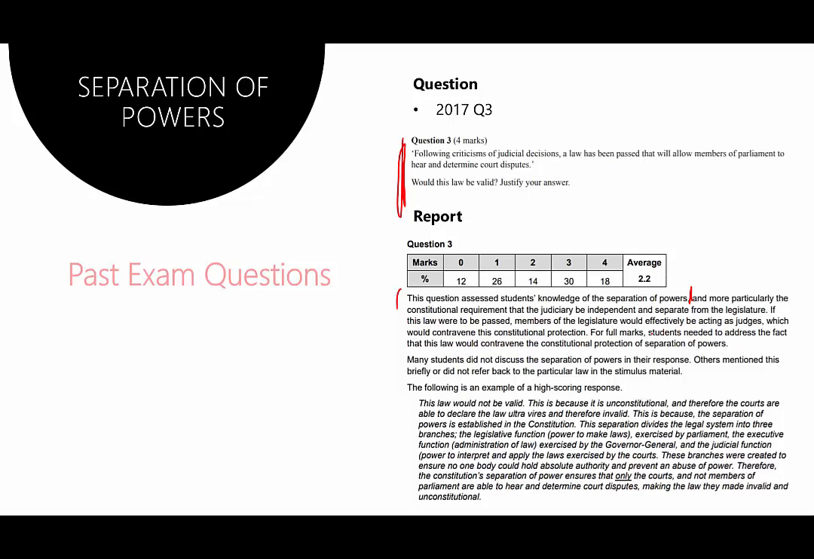And you'll see here, therefore, the Constitution's separation of power ensures that only the courts and not members of Parliament are able to hear and determine court disputes, making the law they made invalid and unconstitutional. And that's a really clear word at the end there, unconstitutional. So that's how you're expected to, I suppose, apply the separation of powers on an exam.